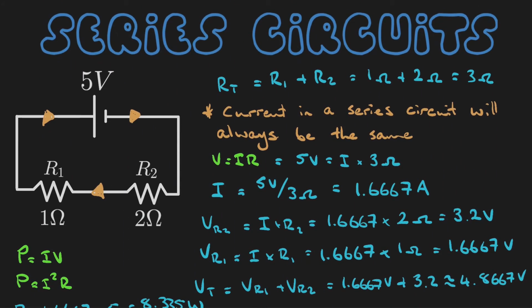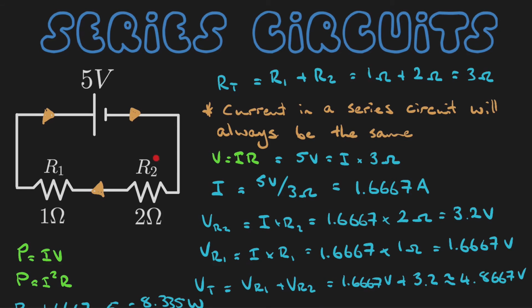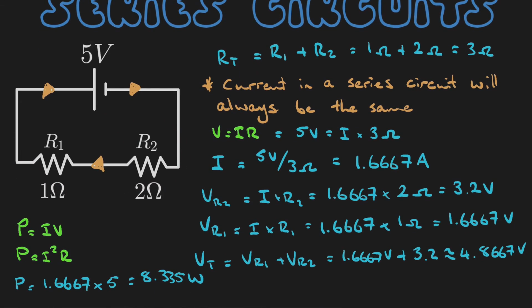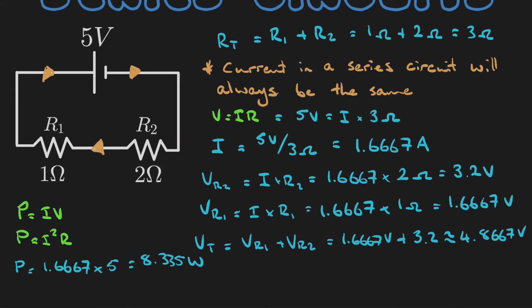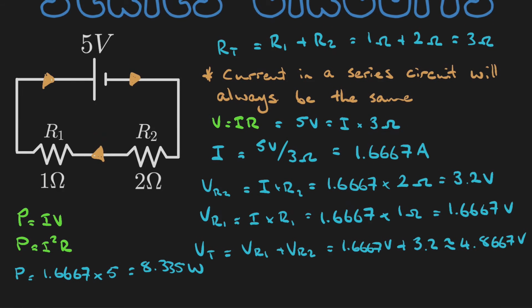We went through a series circuit example, where you calculated the equivalent resistance, and then you calculated the voltages across R2 and R1, knowing that the current in a series circuit always remains the same. Then finally you calculated the power in each resistance, and you could either use P equals IV or P equals I squared R.